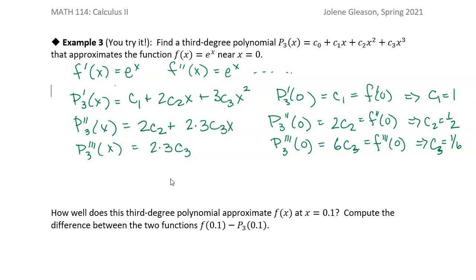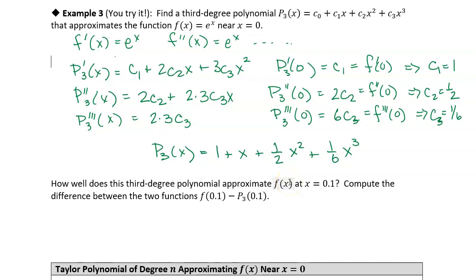So we have all the coefficients we need, so we can write our third order polynomial. P3 of x is equal to 1 plus x plus 1/2 x squared plus 1/6 x cubed. There's our third order Taylor polynomial. How well does it match? Well, we can just put in a value near 0 and see how well it matches.